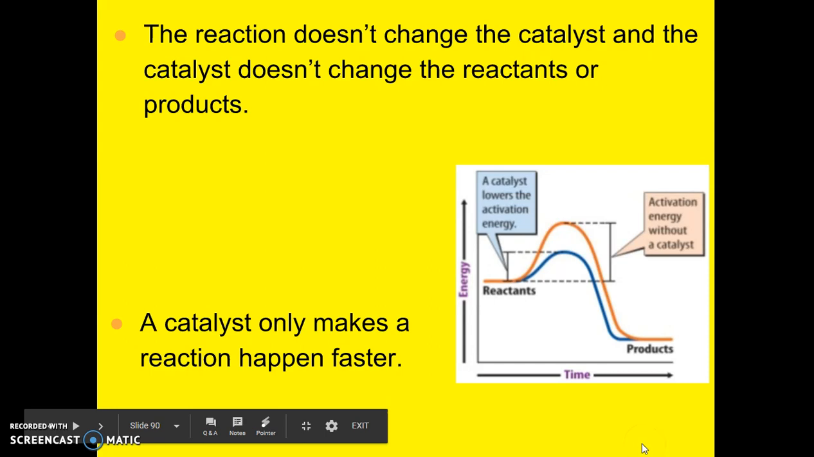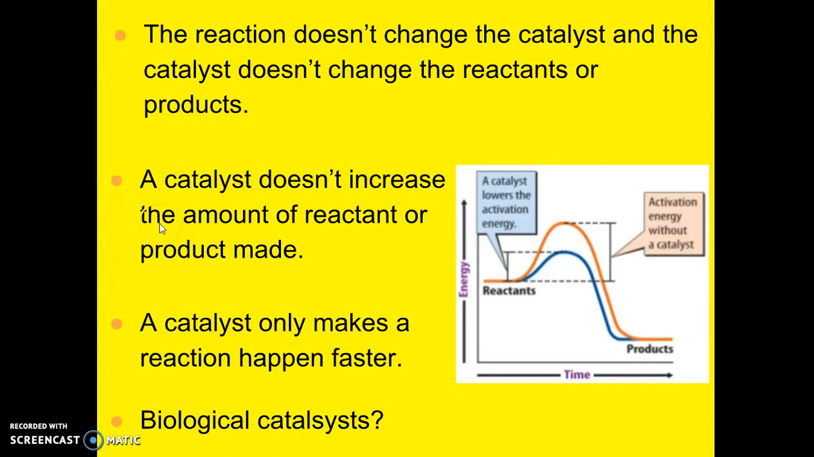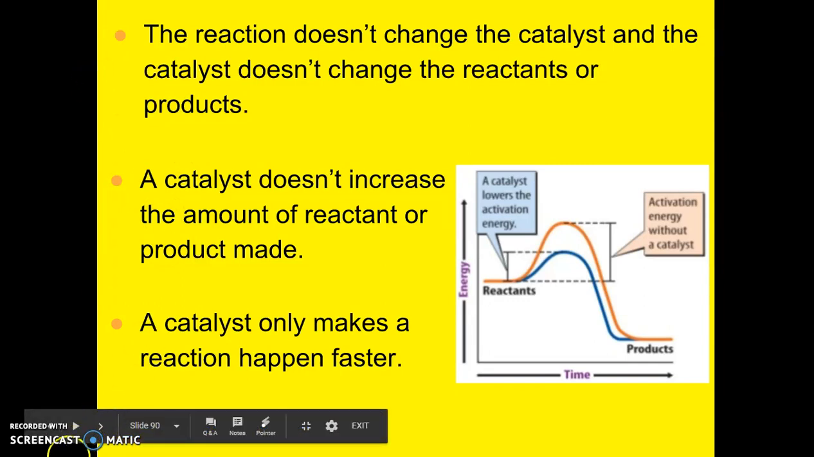The reaction doesn't change the catalyst, and the catalyst doesn't change the reactants or products. A catalyst doesn't increase the amount of a reactant or a product made, and like these two that we just talked about, they only make the reaction happen faster. So they're not being used up in the reaction. They're not changing anything. They're just kind of like a side piece that you can add to make it go faster. We are going to do an example where I'm going to show you that a catalyst is not changed at all. So you can reuse the catalyst over and over and over again.